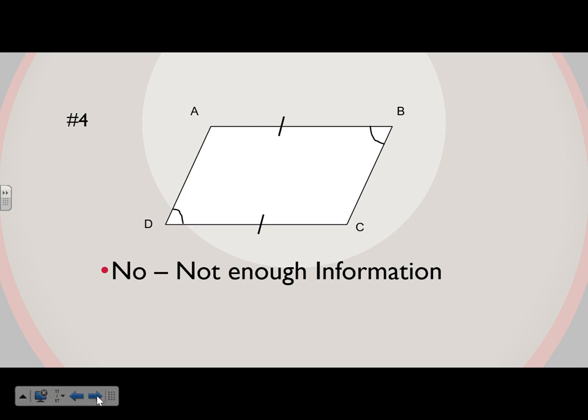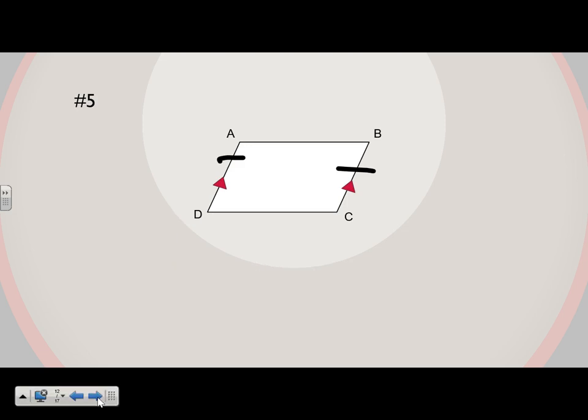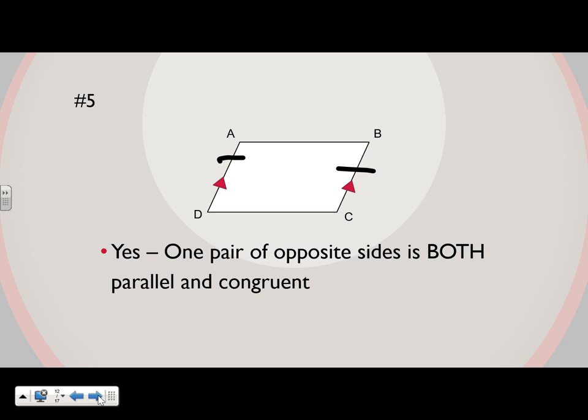The other thing, if you answered this one and said, they don't tell us that AD is congruent to BC, or they don't mention that angle A and angle C are congruent, any of those explanations are also fine, but they don't give us enough information is also a fine answer. So for this one, go ahead and pause it quick. So this one is yes, the one pair of opposite sides is both parallel and congruent.